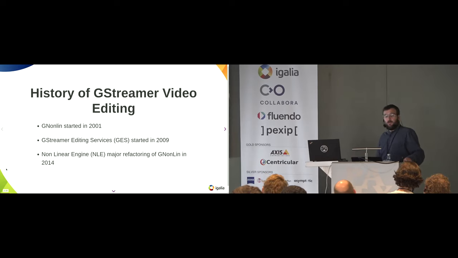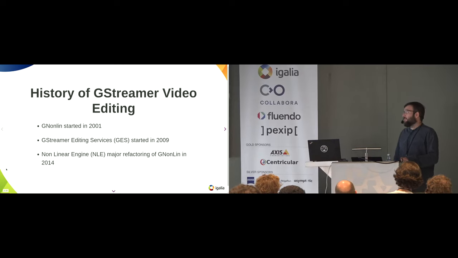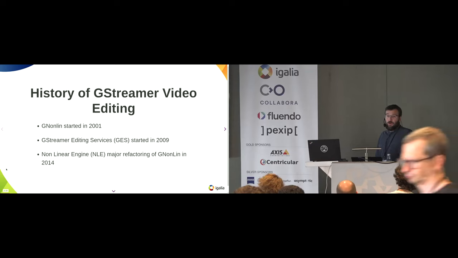It was pretty hard to use, and in 2009 we decided to work on a higher level library called GStreamer Editing Services, which used Gnonlin at that point. Then a new major version of the Gnonlin plugin was built, a big refactoring of Gnonlin, fixing tons of threading issues mainly. And we called it the Nonlinear Engine, which is a new plugin.